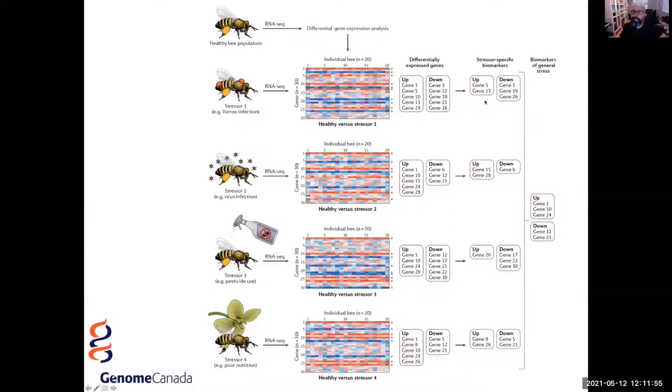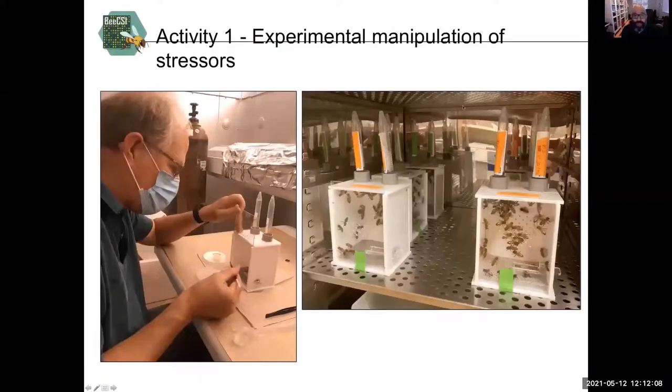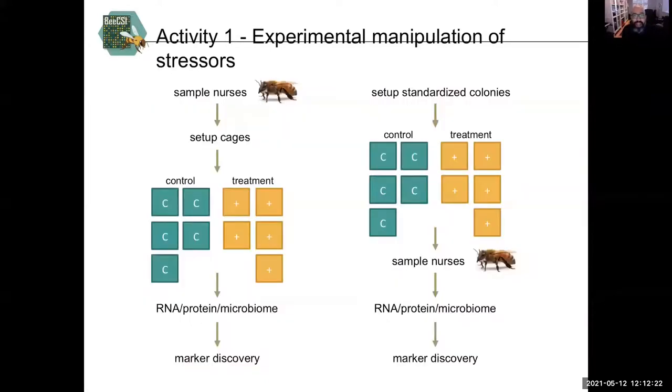So this process of doing many experiments and then subtracting out what's common and what's unique allows us to get the stressor specific biomarkers as well as the more general biomarkers for stress. So we plan to do a lot of these experiments with cage bees. We bring bees, put them in a cage, and we introduce stressors in a controlled manner to allow us to essentially get cause and effect type reasoning.